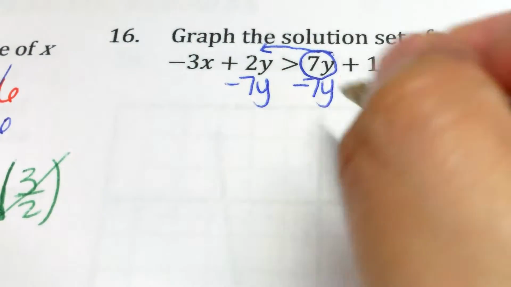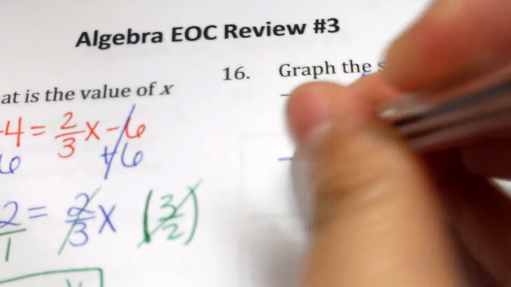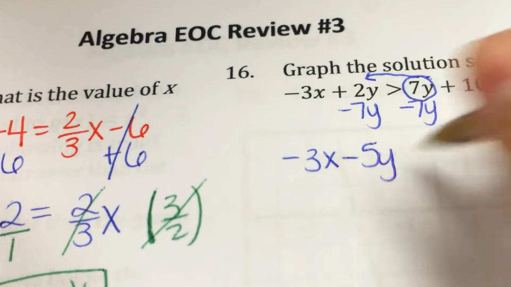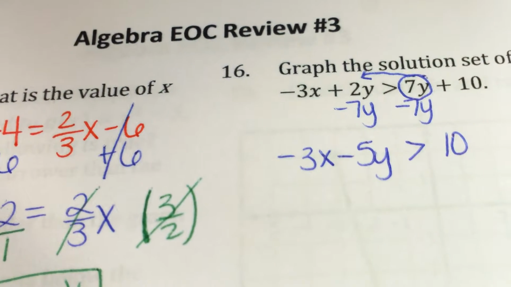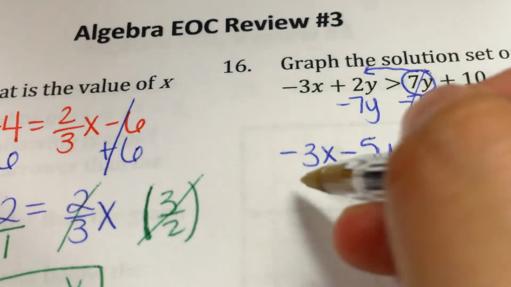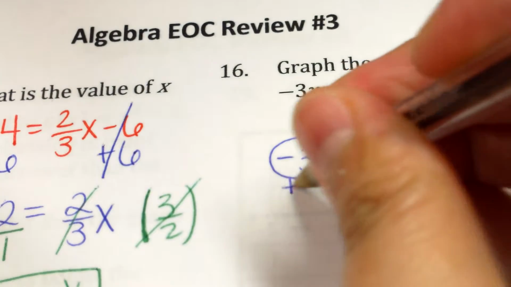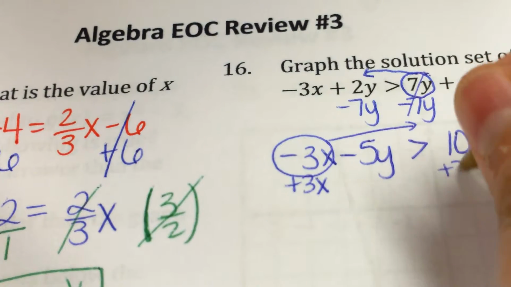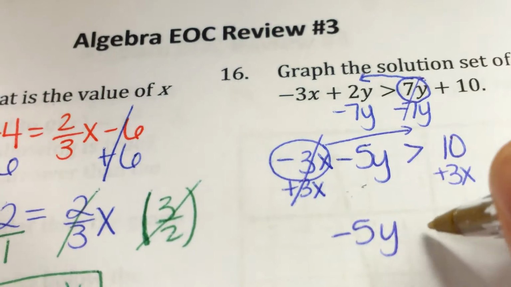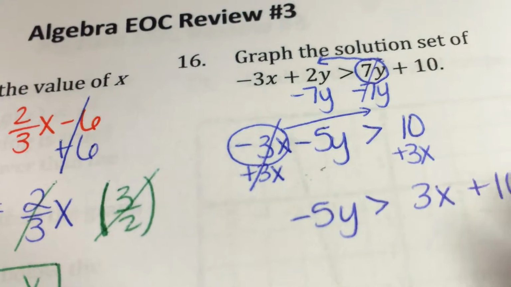Do I flip the symbol? No, because you're just subtracting. So here I have negative 3x. Positive 2 and negative 7 is negative 5y is greater than 10, because this moved to the other side. And then we want the 3x to the other side. So negative 3x to the other side, we get the opposite sign, positive 3x. This cancels. So I have negative 5y is greater than 3x plus 10.